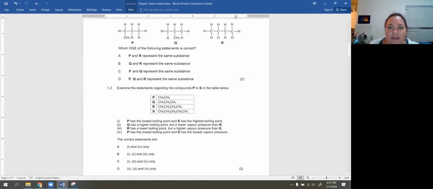So the question here says, examine the statement regarding the compounds P to S in the table below. If you look at these compounds, the first thing you should notice is that every one of them starts and ends on a CH3. You should also see that there are a number of CH2s in the middle. That tells us that these are all alkanes. Since they are all alkanes, they are all going to have the same type of intermolecular force. Who can tell me which type of intermolecular force we find in alkanes? I did cover this aspect in the lesson.